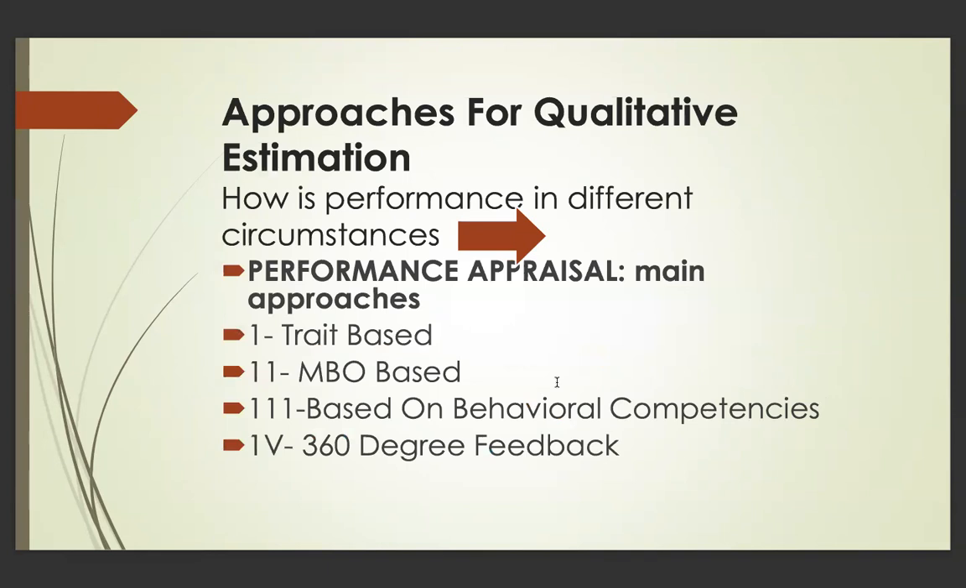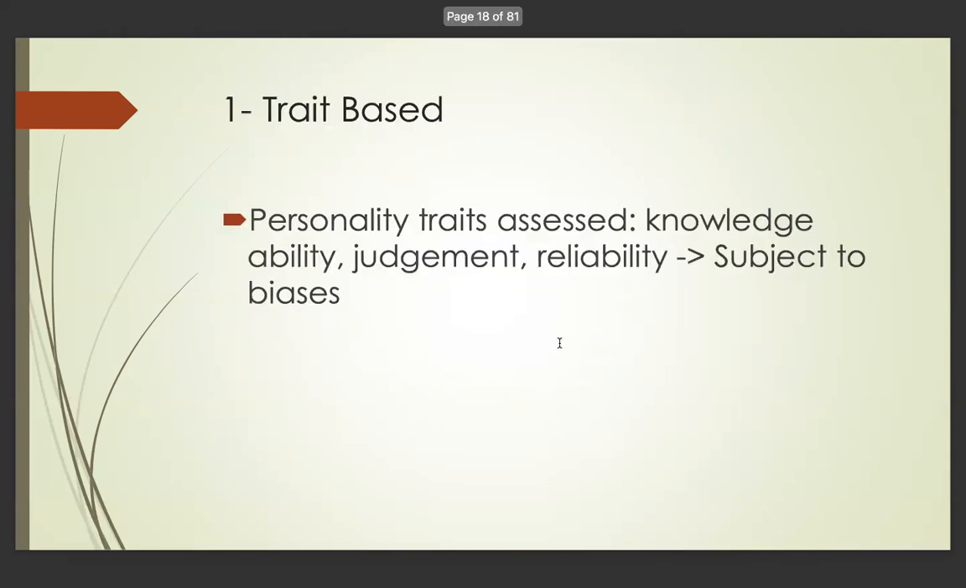Now, the approaches for qualitative estimation. How is performance in different circumstances? That would be known by the performance appraisal. The main approaches are trait-based, MBO-based, based on behavioral competencies, and 360-degree feedback. The trait-based approach assesses personality traits, knowledge, ability, judgment, reliability. Thus, it is subject to biases.